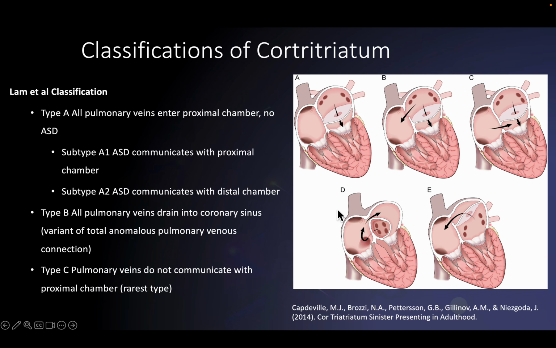And type B is that the pulmonary veins actually end up draining into the coronary sinus, and there is a restrictive fossa ovalis from where the blood comes to. This is the type of a PVC where all pulmonary veins actually end up draining into the coronary sinus. Type C is the rarest type where you have an ASD and a membrane which is proximal to the opening of the pulmonary veins.